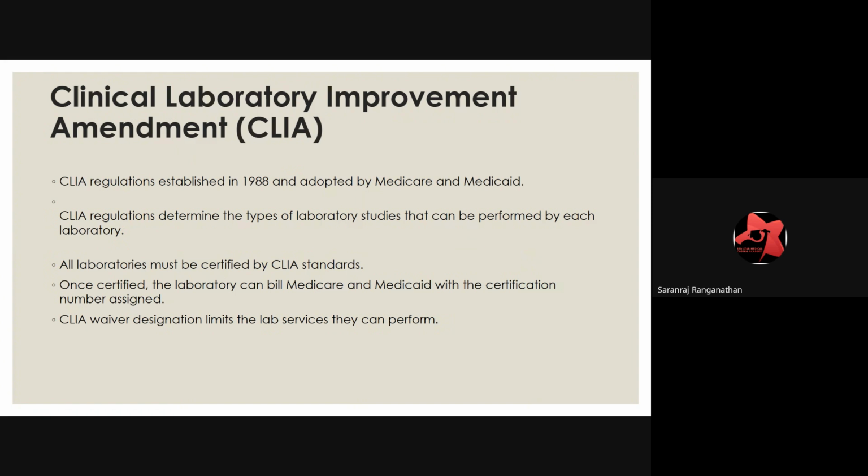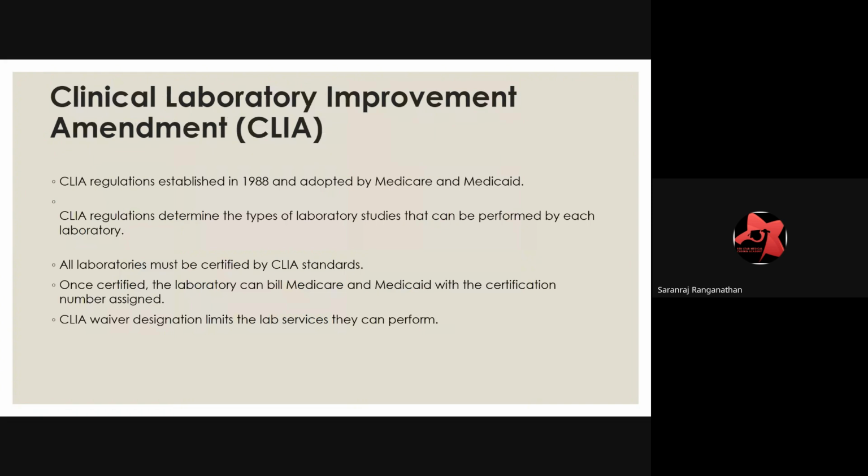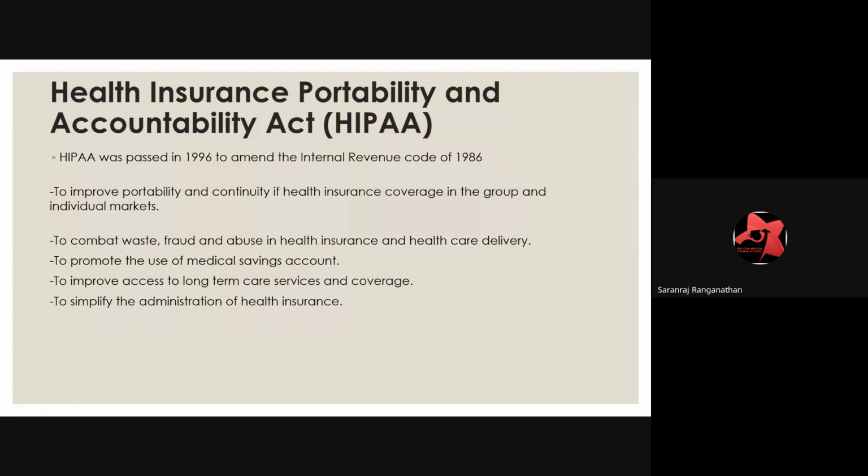Then once certified, the laboratory can bill Medicare and Medicaid with the certification number assigned. So if the laboratory wants to get payment from Medicare and Medicaid, they have to maintain these certifications from CLIA. A CLIA waiver designation limits the lab services they can perform. Then CLIA only derives these particular tests, which means these are the protocols we have to follow. They have those designs.